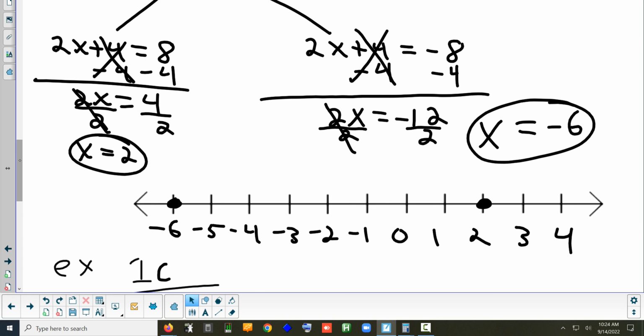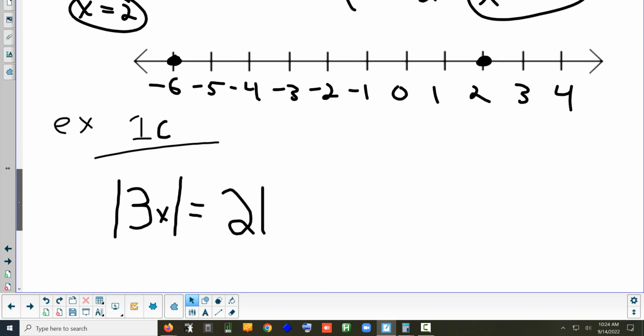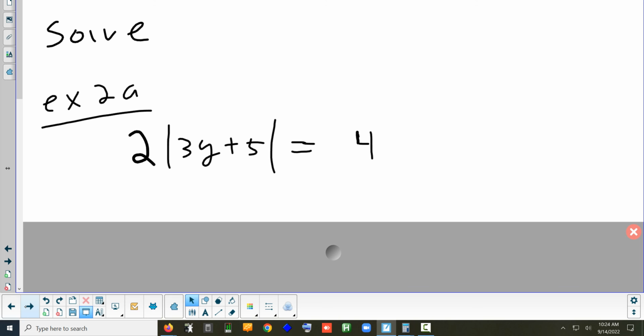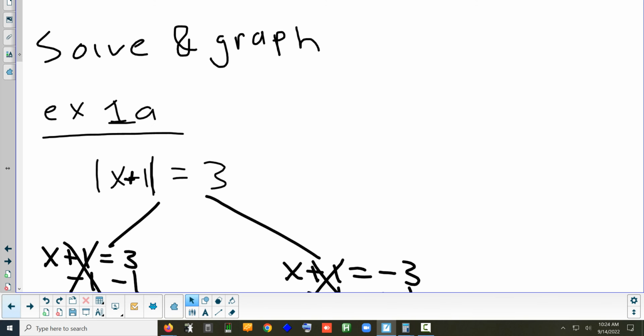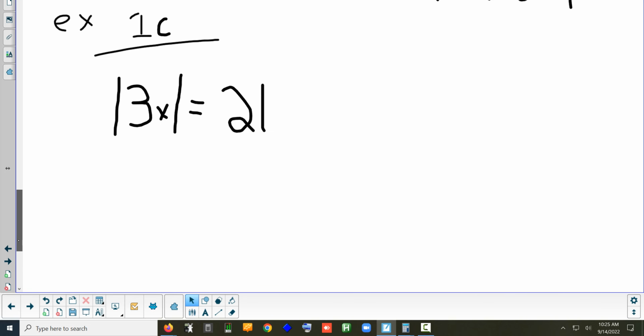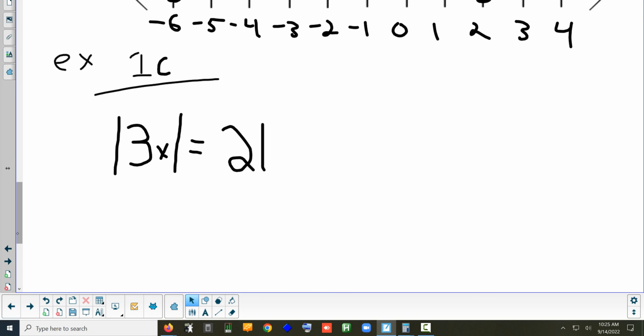So we've got one more of this type. Let's do this one together, and then we'll do one of the type that you need to fix before you can start it. Okay. So example 1c. Is the absolute value already by itself? Yes, there's stuff inside the absolute value. That's fine. But the absolute value is by itself, which means we're ready to split.